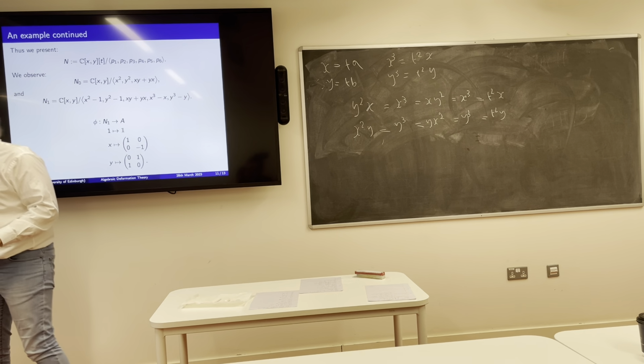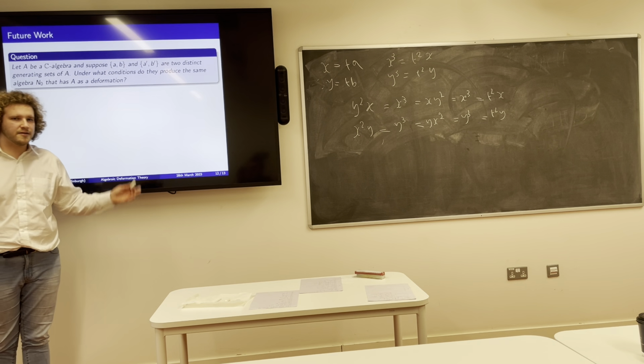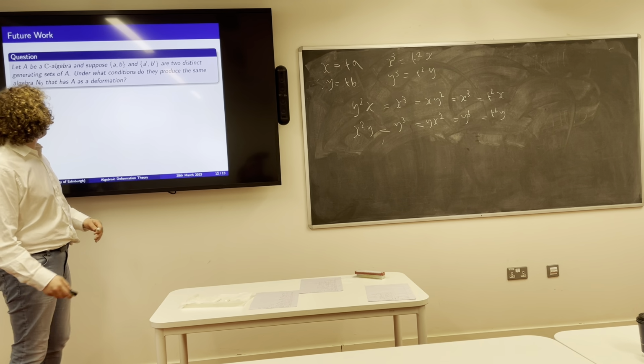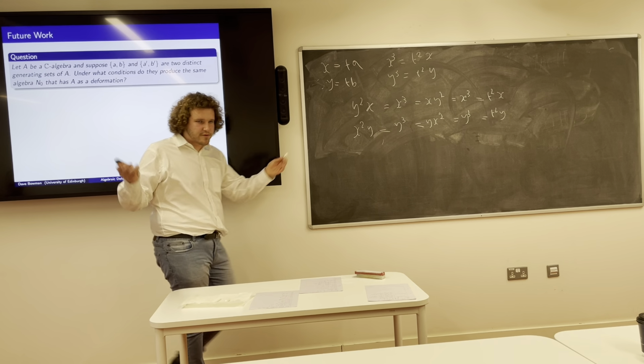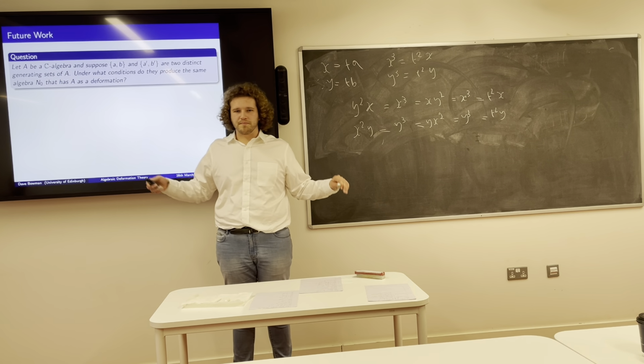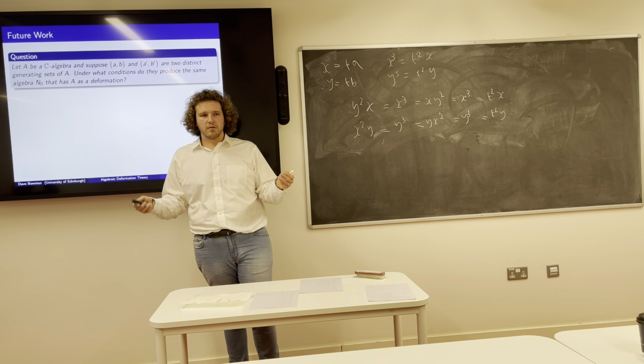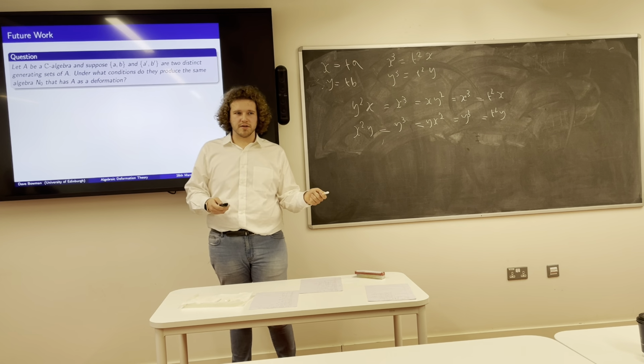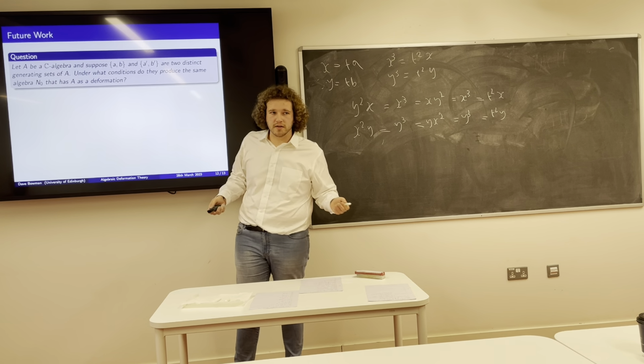Now I have some questions that I think could extend this method a bit. The first one is, suppose we have two distinct generating sets. How would one determine when they give you the same n0? I think this would be an interesting thing to know.